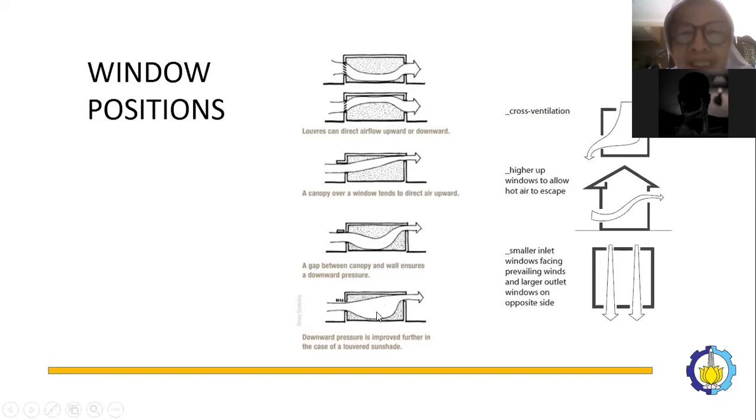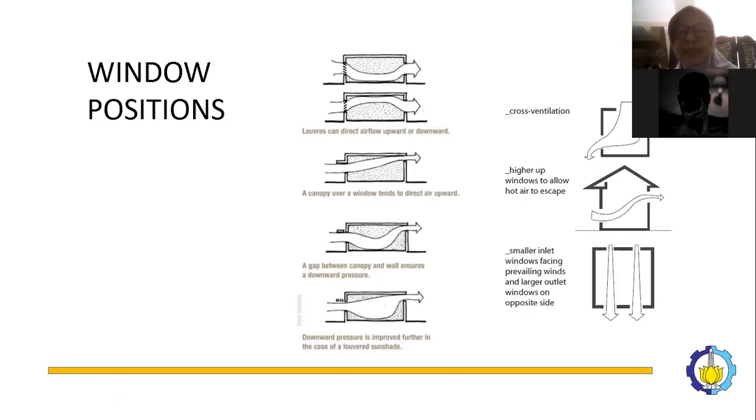The distribution is better than this one, and the best comparing the two other kinds of overhang. But to ensure the cross ventilation, use higher up windows to allow hot air to escape. Hot air or stale air is like this. It is better. And create a smaller inlet window facing prevailing wind and a larger outlet window on the opposite side.